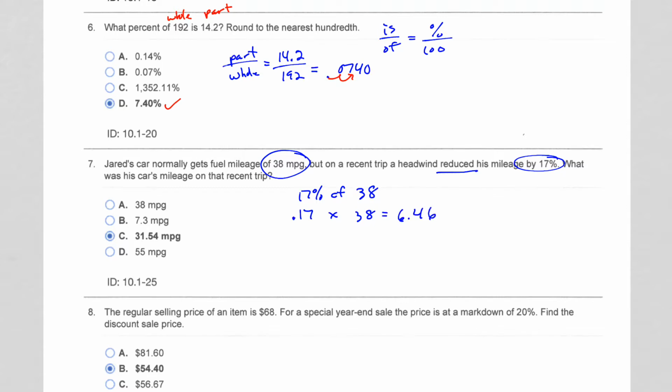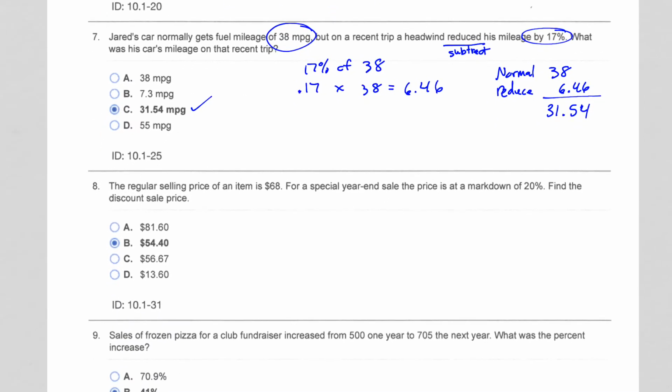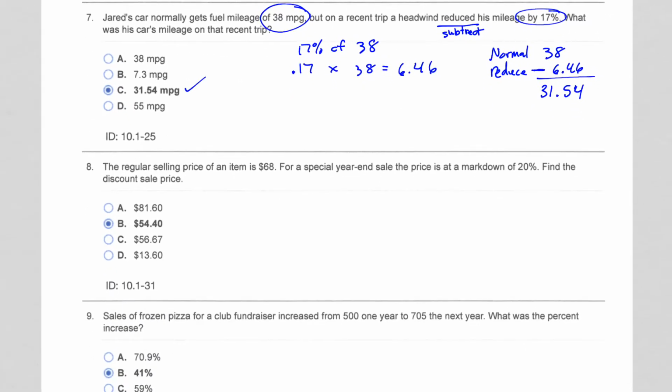And then we need to reduce this. So reduced means subtract. We're going to subtract 17%. So we're going to do the normal mileage, which is 38. It's going to be reduced by how much? 6.46. And then you put this in your calculator and you get 31.54. Okay, and there it is. Oh, by the way, we're subtracting here.